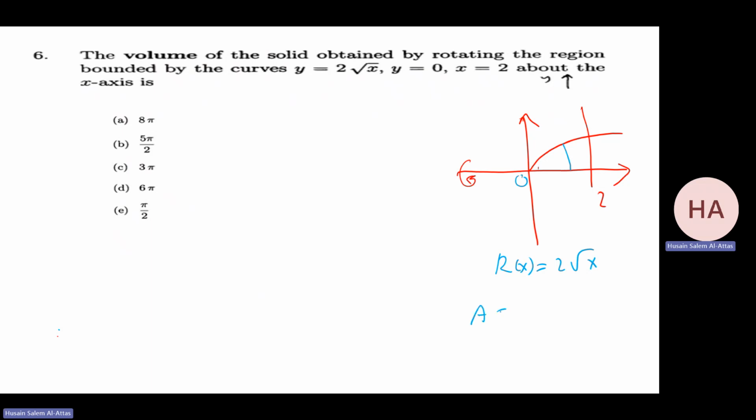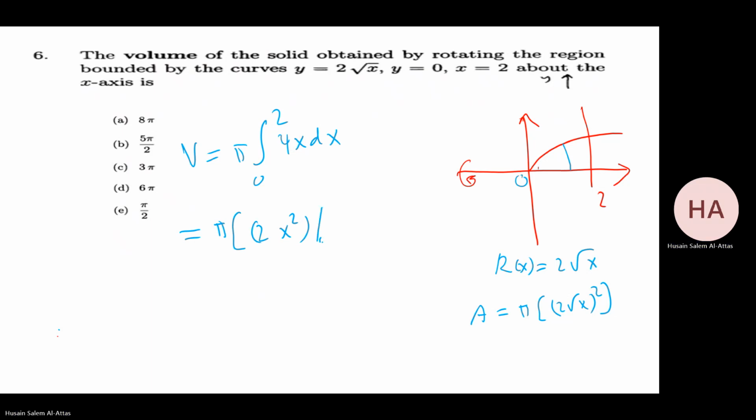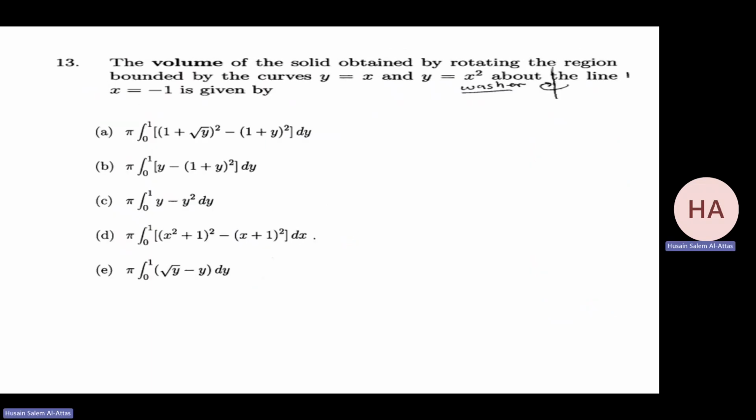What will be the area? It will be pi times square root of x, squared. So the volume will be pi integral from 0 to 2 of what? 4x dx? So it will be pi 2x squared from 0 to 2. That'll give me what? 8 pi minus 0, which is 8 pi. Easy.